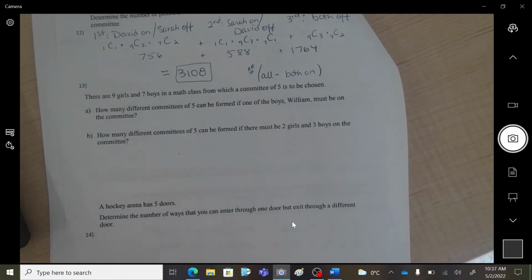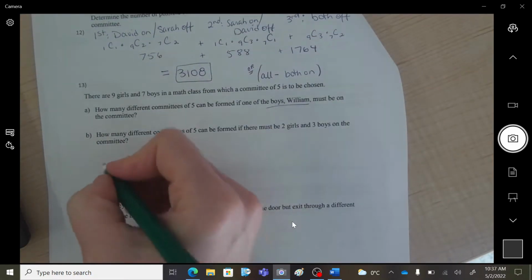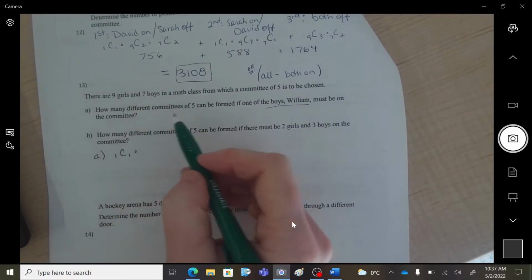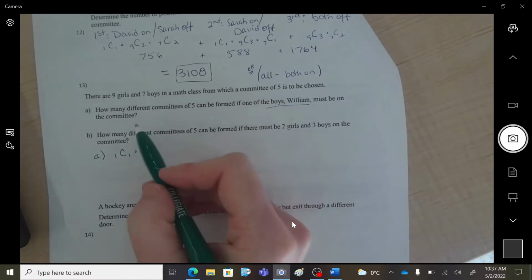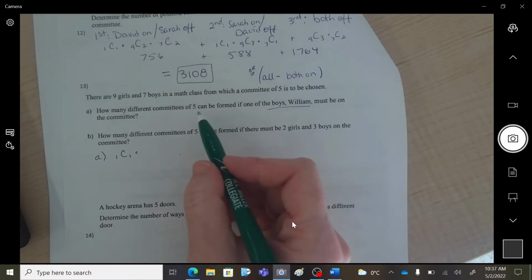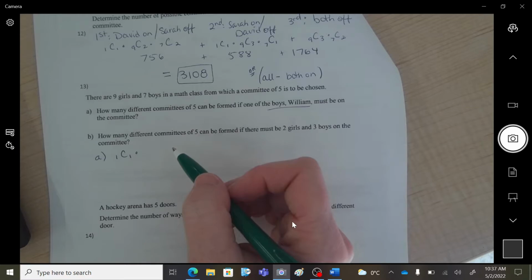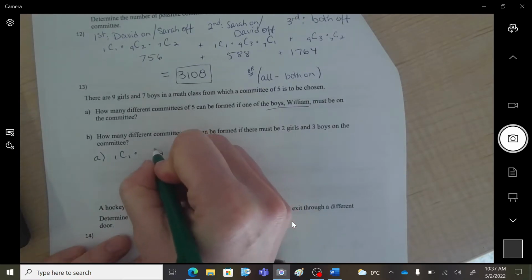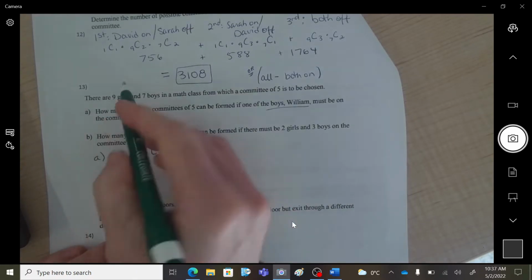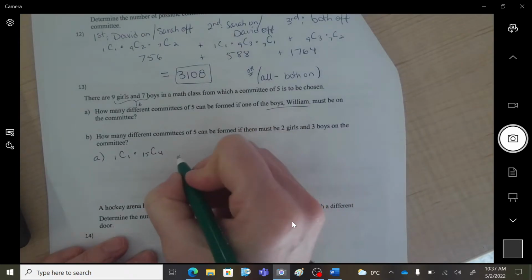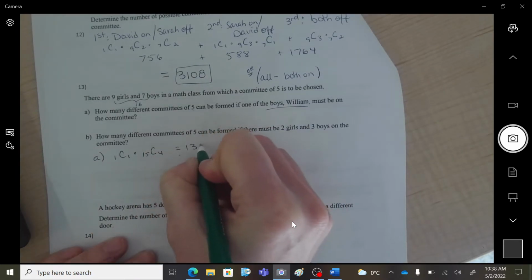Okay, there's 13, there's 9 girls, 7 boys, committee of 5. How many can be formed if William must be on the committee? Okay, so William, choose William. So now I just need a committee of 5, so it doesn't matter with boys or girls. So I just need 4 more people, and I can put this, so that was 16, so now I only have 15 options. So 1,365.